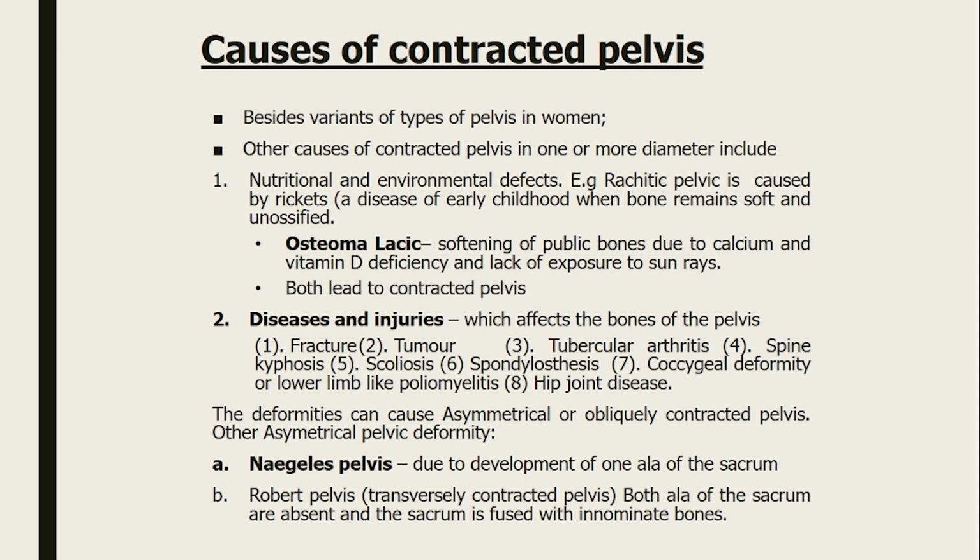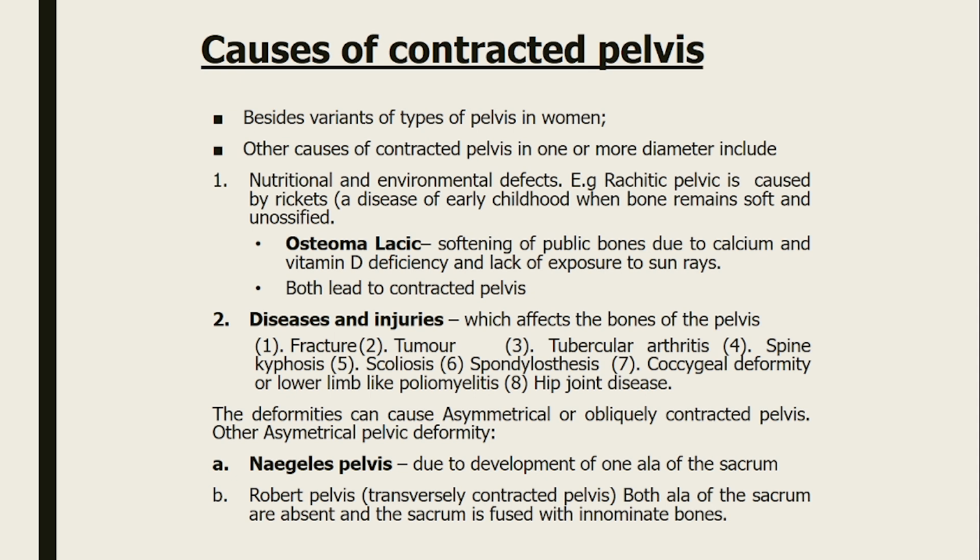The second, apart from these variants of types of pelvis in women, are the diseases and injuries to the pelvis. First, pelvic fractures, tubercular arthritis resulting from tuberculosis. In Africa, we have high prevalence of tuberculosis, and we have tuberculous bones that will affect the shape and size of the pelvis.